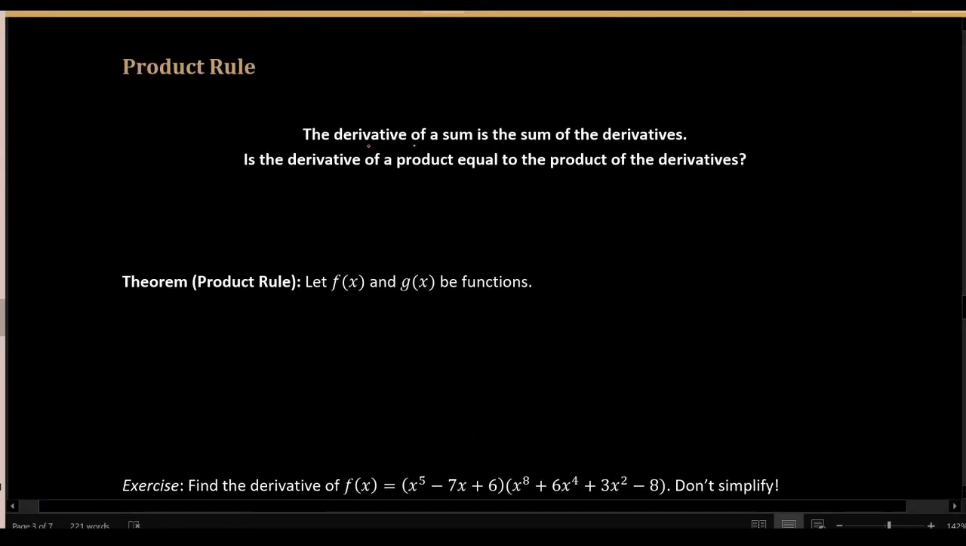So the question is, the sum rule and the difference rule were incredible. If you wanted to find the derivative of a sum, you could just find the derivative of the two individual functions and add them together at the end. So the question is, does the derivative of a product behave so nicely? If you wanted to find the derivative of f of x times g of x, could you just find the derivatives of f and g separately and then multiply together the results?